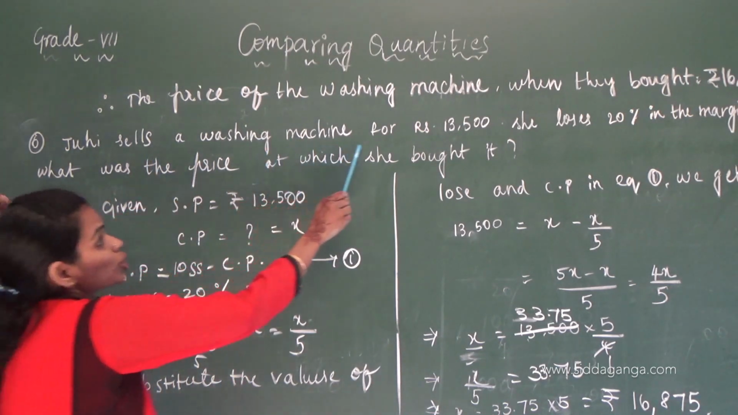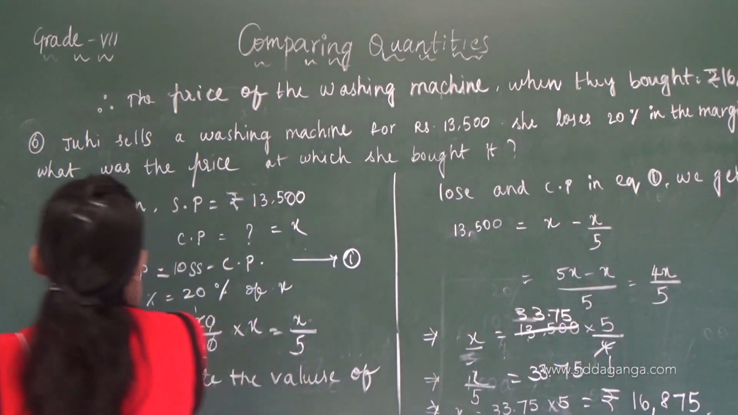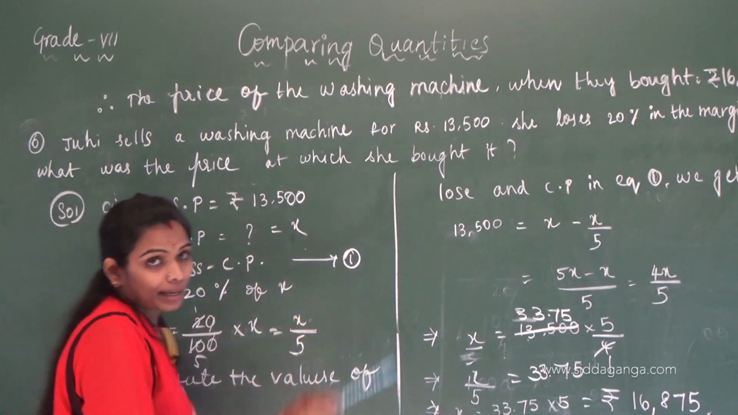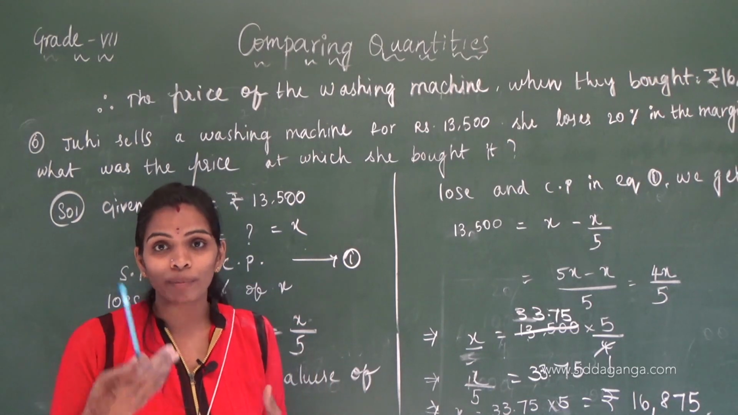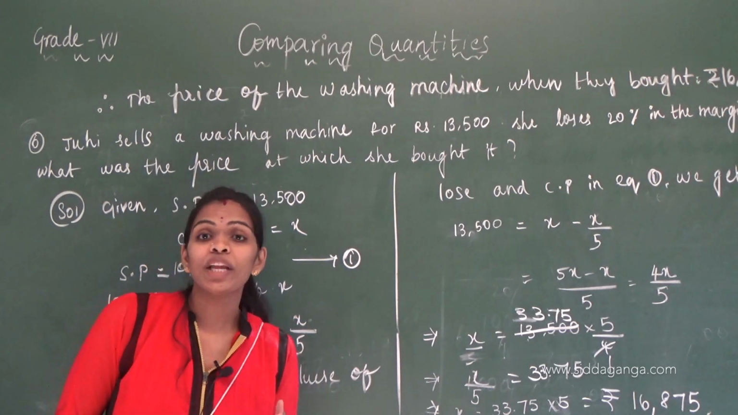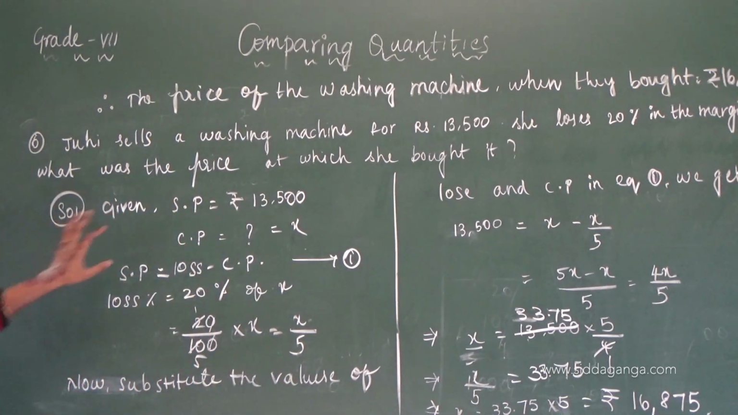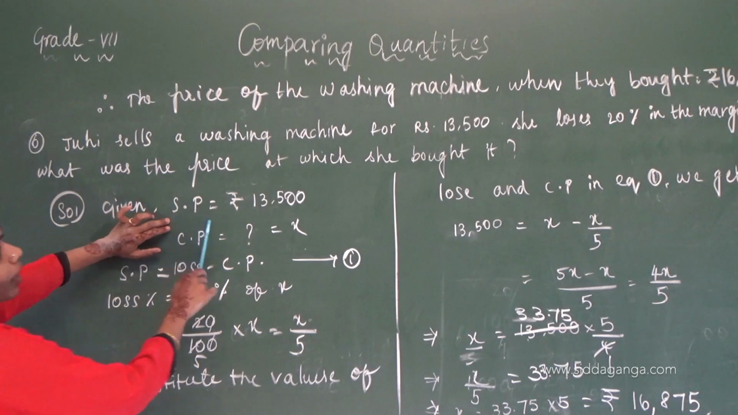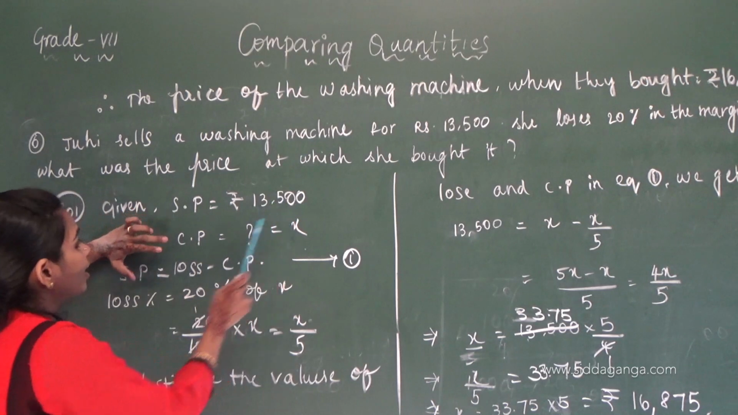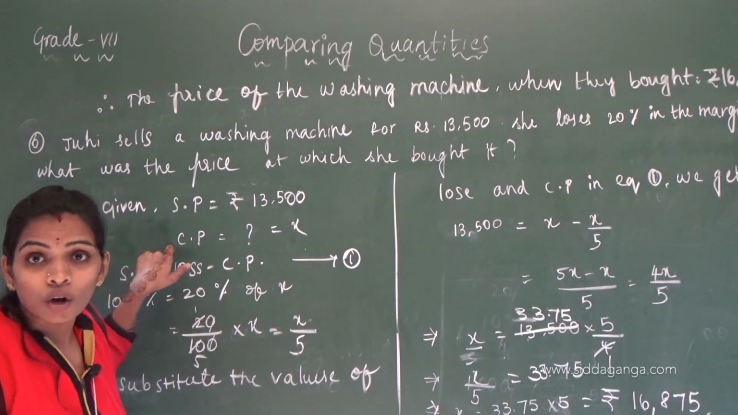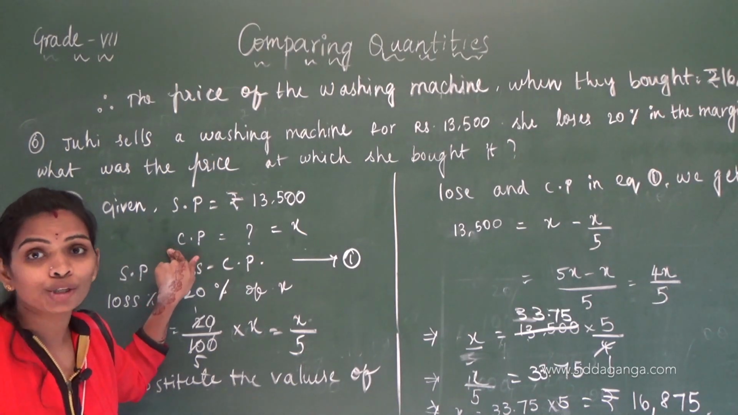What they have given, I am repeating for you children. Juhi sells a washing machine for rupees 13,500. She loses 20% in its margin. What was the price at which she bought it? Here Juhi sells a washing machine at a loss of 20% compared to what she bought it for. The selling price they are giving is 13,500, and the cost price, the value at which she bought the washing machine, she doesn't know.